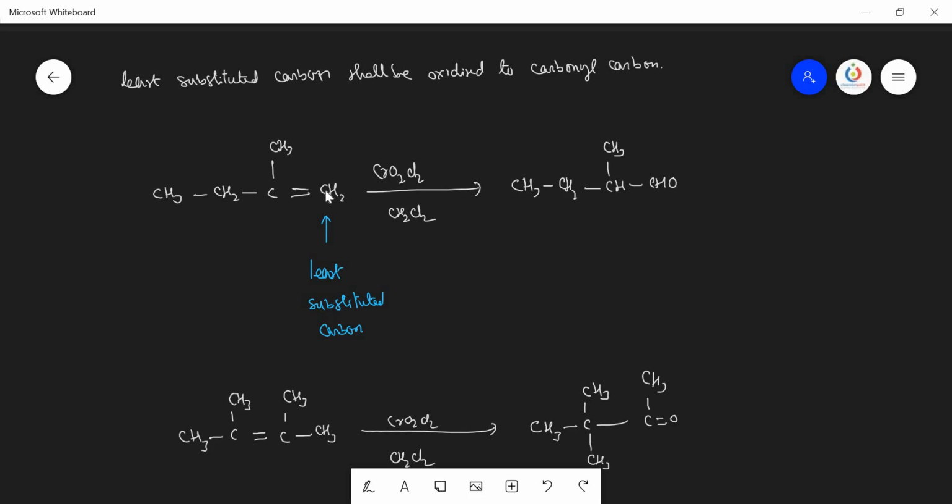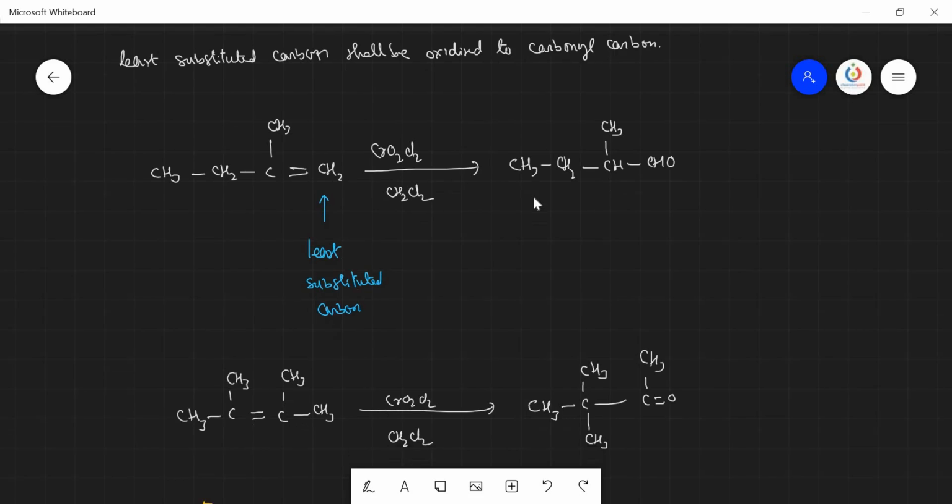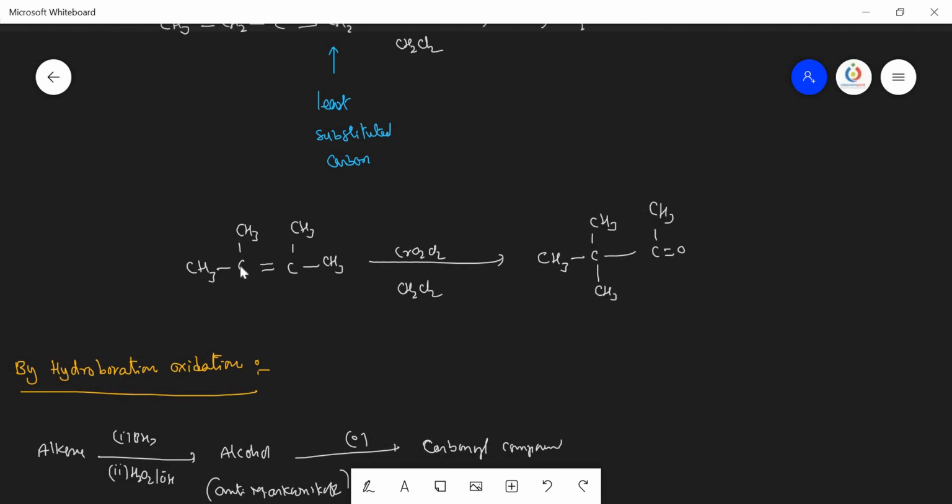So this particular part, which has only hydrogens and no carbon, is the least substituted carbon and will be oxidized to the aldehyde, and this will be reduced to the CH group. And here both have alkyl groups, so there is no such chance. One shall be oxidized to the ketone, and there is a migration of the methyl group to the side carbon atom, giving this type of ketones.